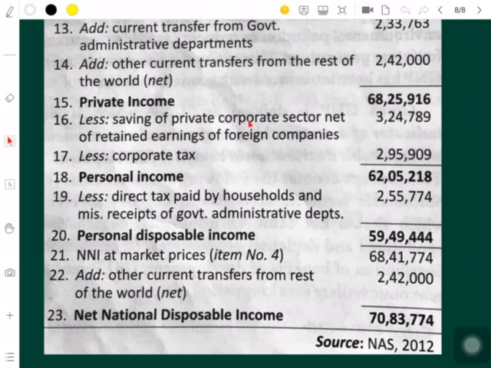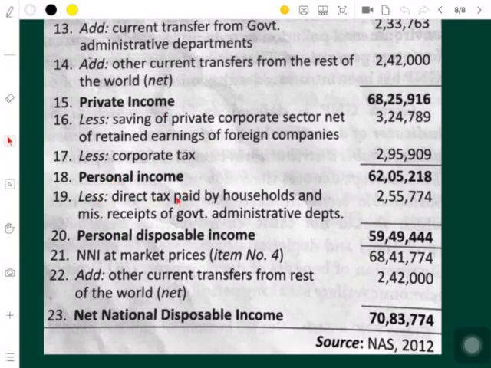Less the saving of private corporate sectors, the retained earnings. Private corporate sectors are going to save something and keep something as a retained part from the profits. Let us say that is this much, 324,789. Less corporate taxes, the taxes paid by the corporate sector. Let us say that is 295,909. And your personal income will come to this much. Private income less these two will equal personal income.